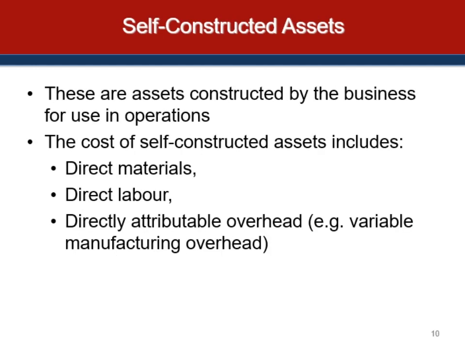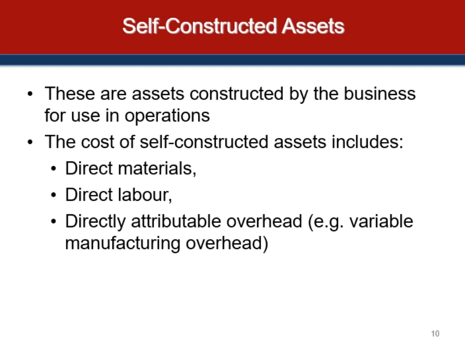So let's talk about self-constructed assets. This is one of the differences between IFRS and ASPE. When plant and equipment to be used by an entity are constructed rather than purchased, the cost of materials and direct labor are easy to identify. They're traceable, as we discussed in management accounting, and allocated to the constructed assets. However, a problem may exist concerning the allocation of overhead costs.